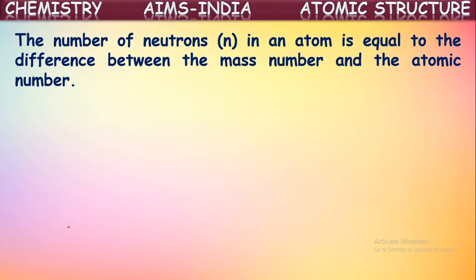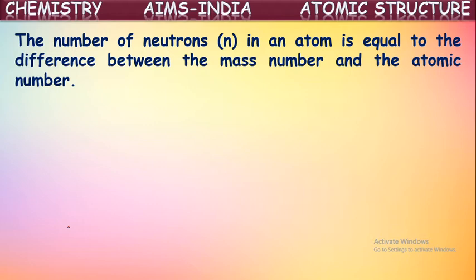So the number of neutrons in an atom is equal to the difference between the mass number and atomic number. Why? Because as we have seen here, atomic number is nothing but number of protons, and mass number is the sum of the protons plus neutrons. So if you take the difference of these two, we get the number of neutrons in that atom.